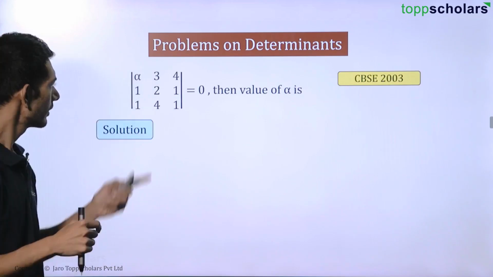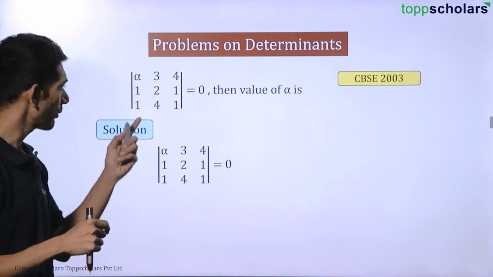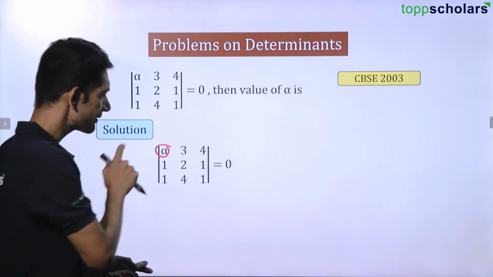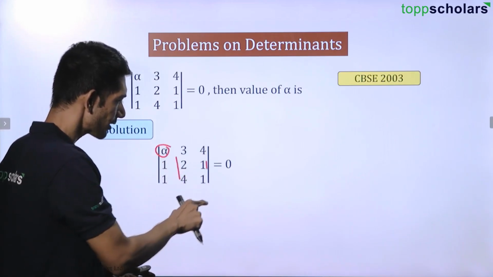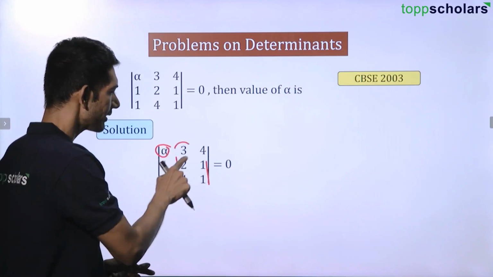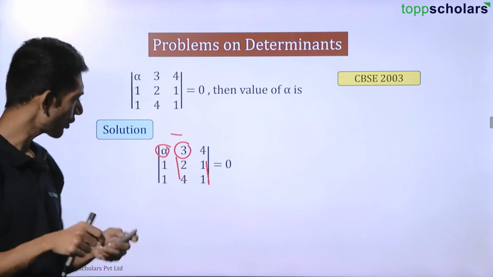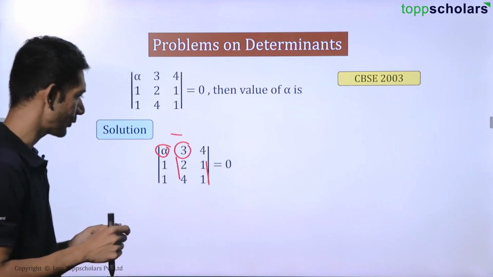Correct? Let me write down the given information here, that is the determinant is equal to 0. So we'll start with this, that is alpha. Then we will take the determinant of this. Then we'll take minus 3. Then the determinant of the remaining, as per ignoring the rows and columns. And let us see how this looks now.